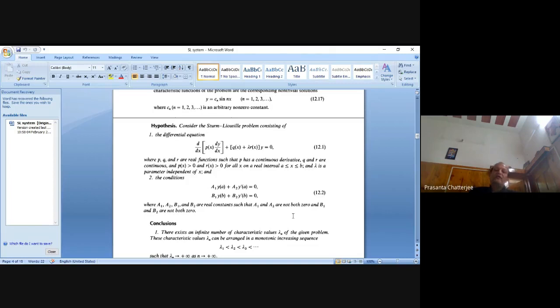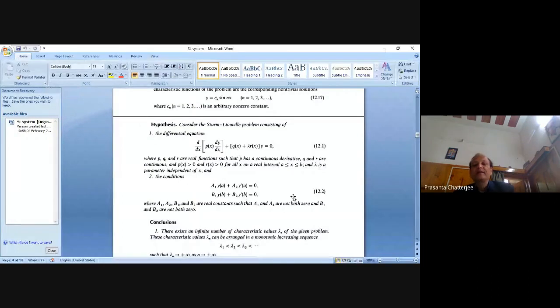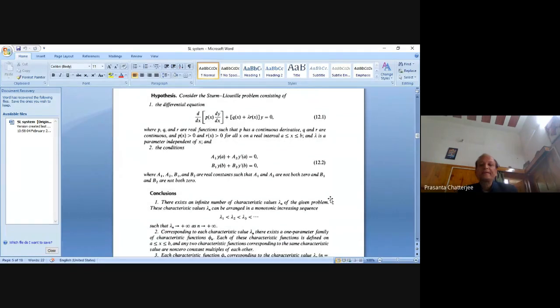So, what can we conclude about the properties of the characteristic functions? For any SL system of this type, we can find that there exists an infinite number of characteristic values, lambda n, of the given problem. The characteristic values lambda n can be arranged in a monotonic increasing sequence, and when n tends to infinity, lambda n also tends to infinity.